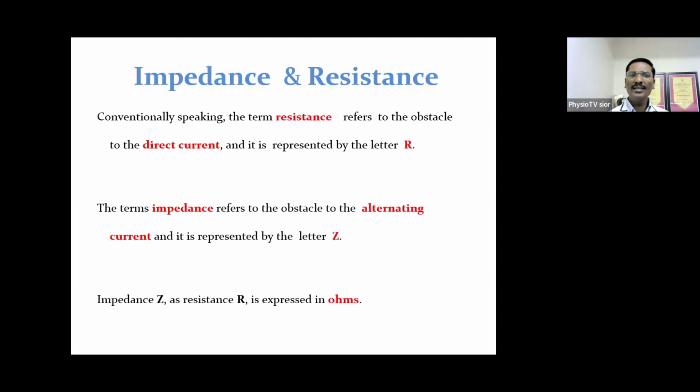Now let us understand the concept of impedance and resistance. We come across these two terminologies whenever we refer to electrotherapy. Generally we use the word resistance whenever we are using direct current, and when we are using alternating current, we use the word impedance. So here we are using two medium frequency alternating currents. That's why we need to use the word impedance, and it is denoted by Z. And both the units are measured in ohms.